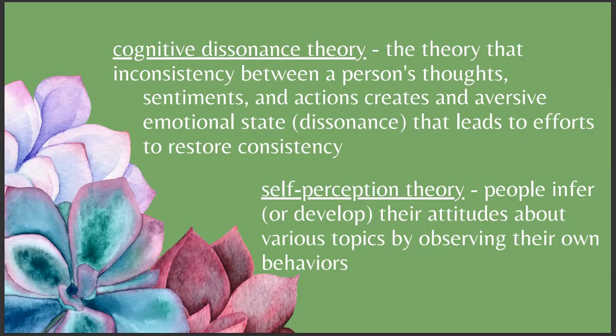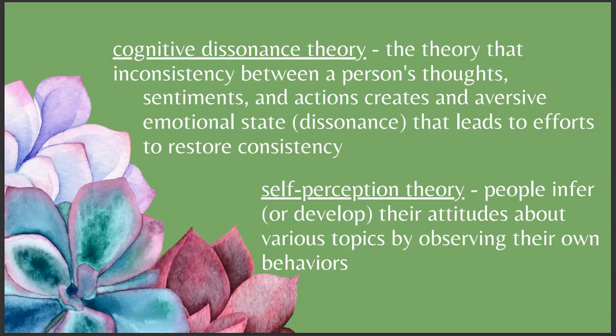So then if I begin to believe that lying is okay, at least in some circumstances, I'm going to create a less aversive state. I'm going to create less dissonance within myself, and I'm going to come back to a consistency between my thoughts and my actions. So that's what cognitive dissonance theory is. The theory that inconsistency between my thoughts or beliefs or sentiments and my actions creates this dissonance within, so much so that something has to change in order to restore consistency.